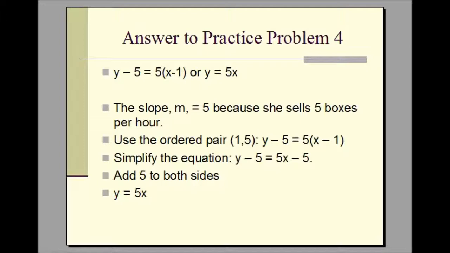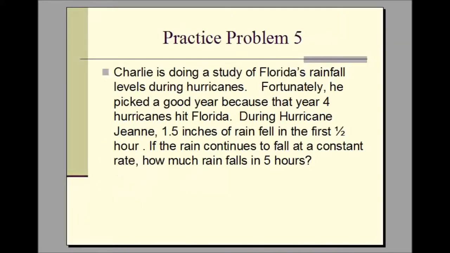y equals 5x, and the intercept b is understood to be 0. The slope m is 5 because she sells 5 boxes per hour. Use the ordered pair (1, 5). This gives us in point-slope form y minus 5 equals 5 times (x minus 1). Simplifying gives us y minus 5 equals 5x minus 5. We can add 5 to both sides and obtain y equals 5x.